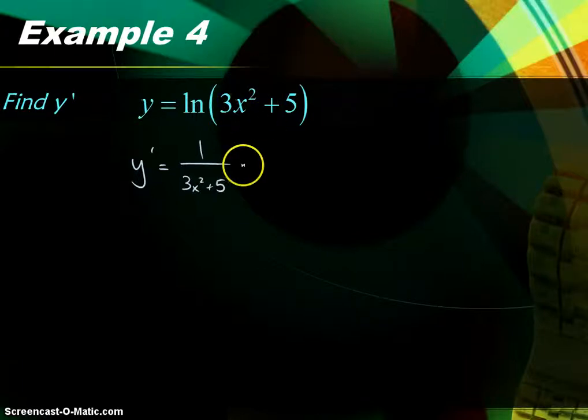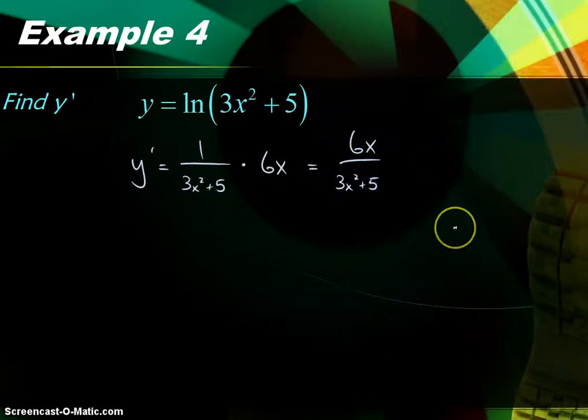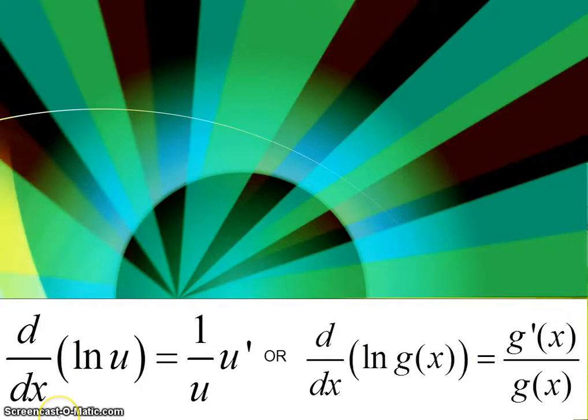The stuff in parentheses is complicated, so I'm going to follow it with times 6x, which is the derivative of the stuff in the parentheses. That's my answer. So I could write it as 6x over 3x squared plus 5. That's our solution.